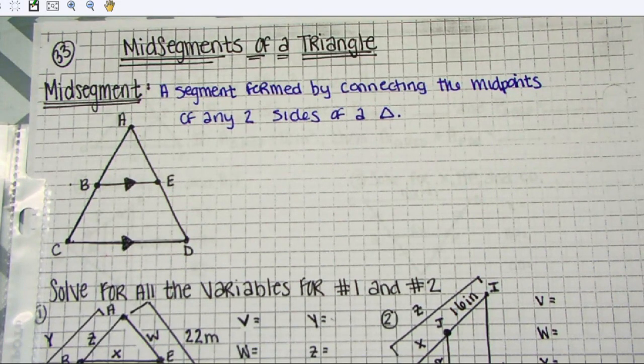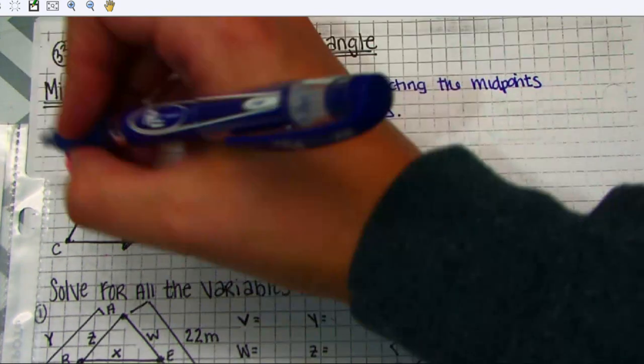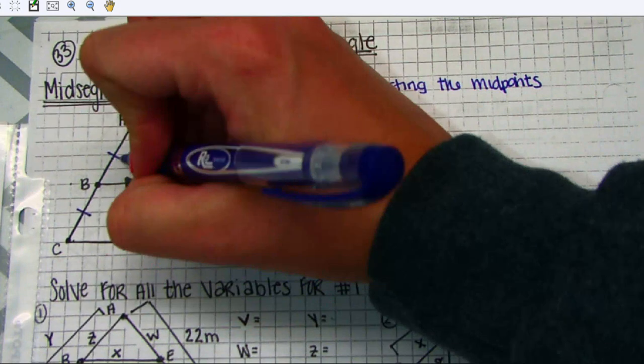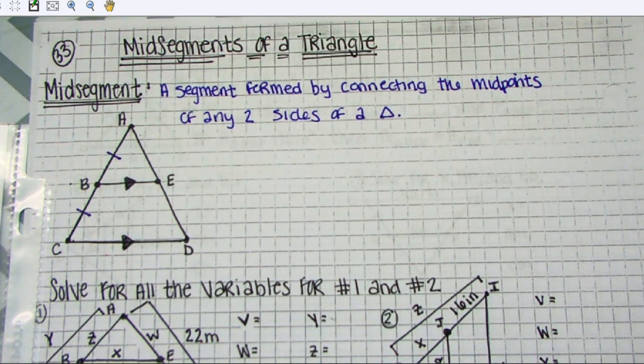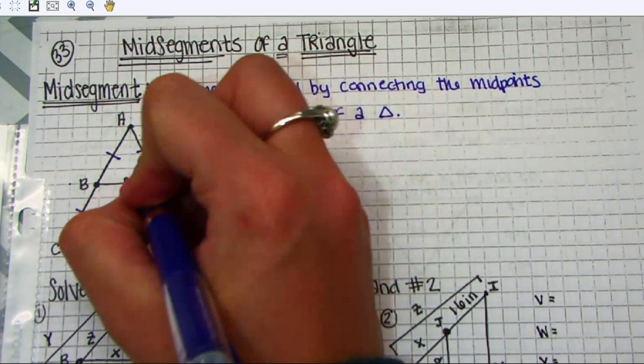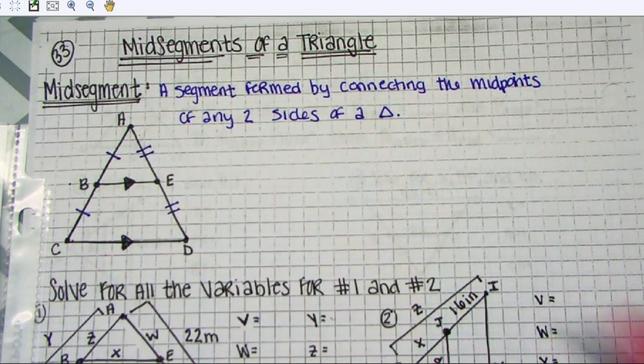So a midsegment is a segment formed by connecting the midpoints of any two sides of a triangle. So in our picture, I'm going to mark here and here because B is the midpoint. Then I've got these two because E is a midpoint. So it's midpoints of sides. So we have to pay attention to where the sides are.